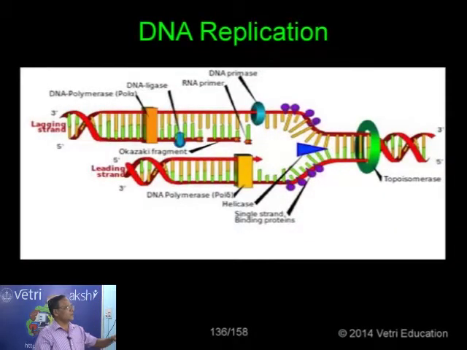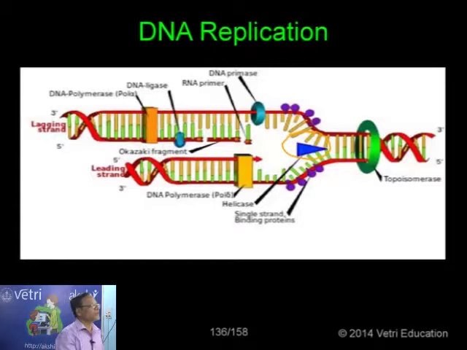Now, this is a clear picture showing how far the replication is taking place, and what the different components are that are taking part in the process of replication. First, I would like to talk about the names of the enzymes. This blue arrow mark indicates the enzyme helicase, the one responsible for breaking the hydrogen bonds between the complementary base pairs of the two strands, the complementary strands we can say.